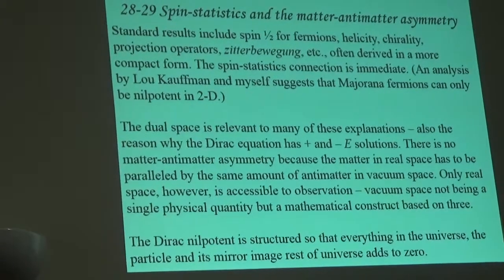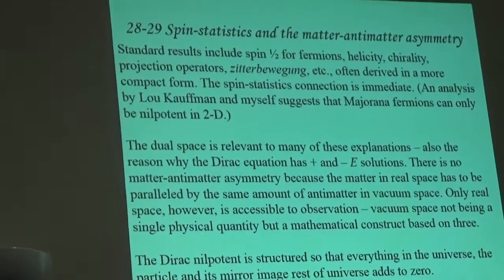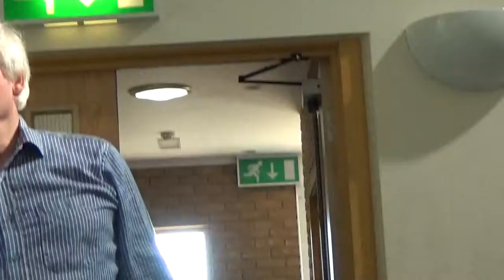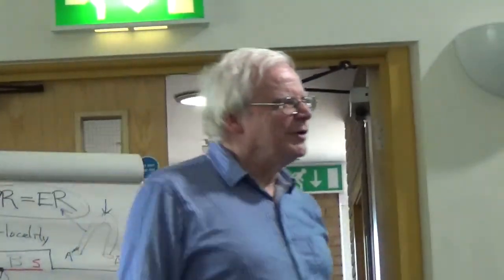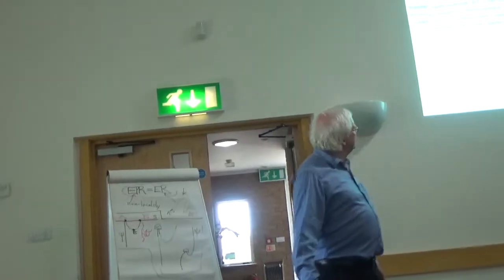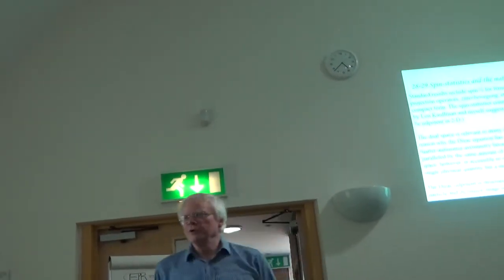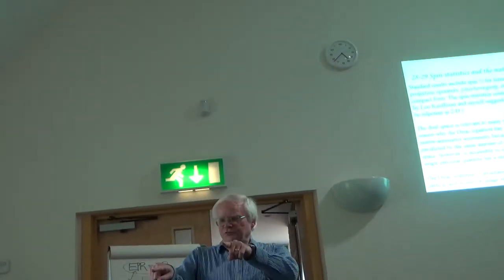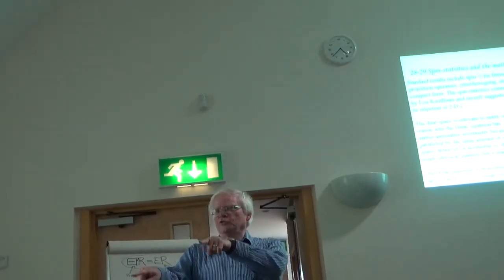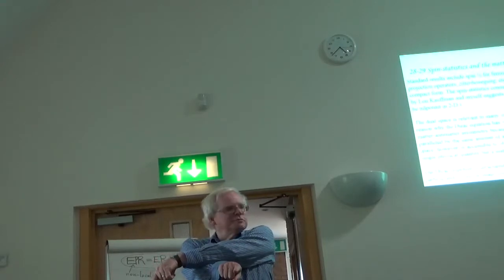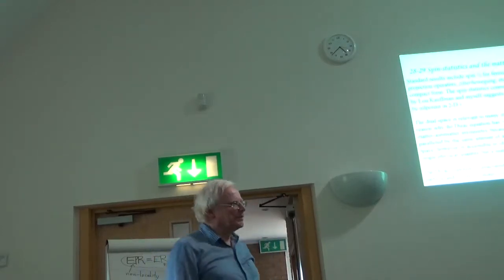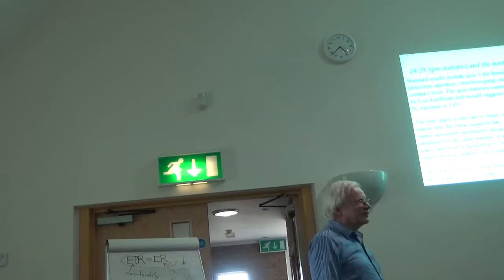I'm saying that Lou and I looked at Majorana fermions to see if we could make them nilpotent. And it looked to us as though you couldn't do it better than two dimensions. And I'm not convinced that Majorana fermions really exist. That's to be discussed. I had another look at that recently in connection with what Daniel was doing, because what he gets is his sigma 2 and sigma 0 and his oscillators are switched over. He has to reverse the order to get it to work, but that gives you a sign change, which is very suspicious.